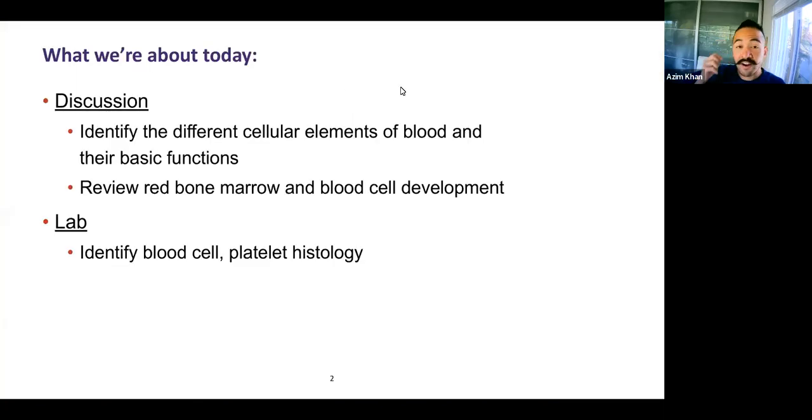We're going to identify the different cellular elements of blood. We'll describe what that exactly means. Why isn't it just cells? Why is it cellular elements? And the basic functions of these things. We'll review bone marrow and how blood cells are developed. Just a very quick overview. We're not going to go into too much depth about development, just some of the basics. Because these cells are really small, we'll be looking at histology. Histology will be really important for this chapter.